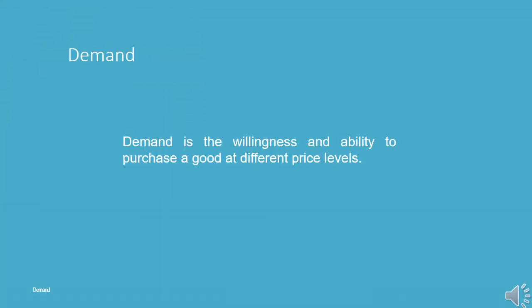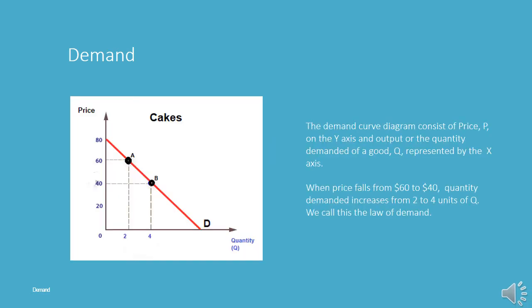Demand is the willingness and ability to purchase a good at different price levels, ceteris paribus. The demand curve diagram consists of price, P, on the y-axis and output or the quantity demanded of a good, Q, represented by the x-axis. When price falls from $60 to $40, quantity demanded increases from 2 to 4 units of Q. This is due to the law of demand.